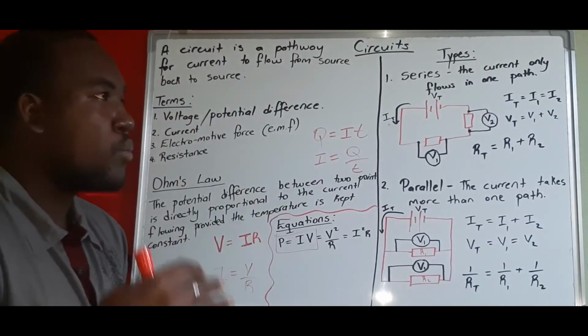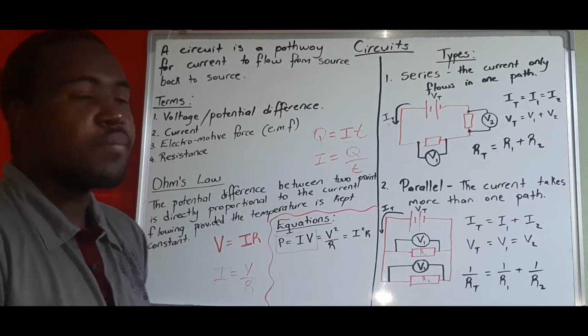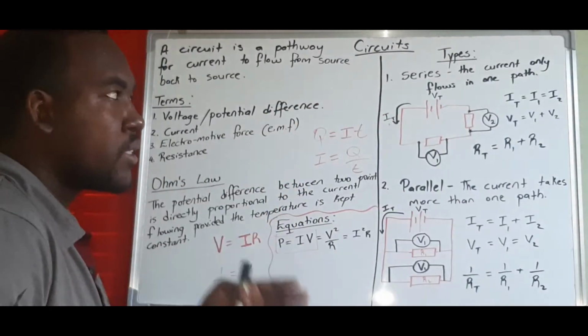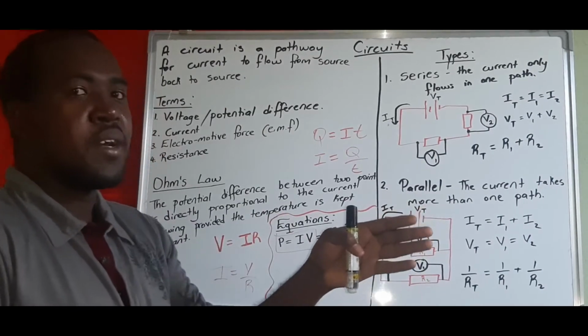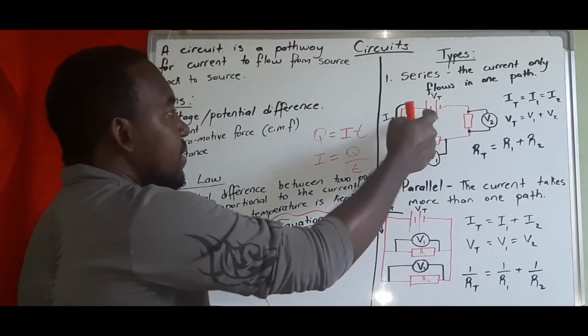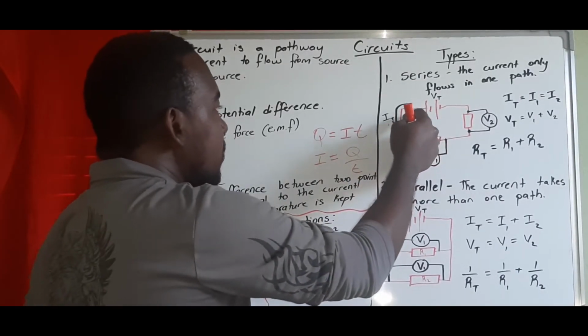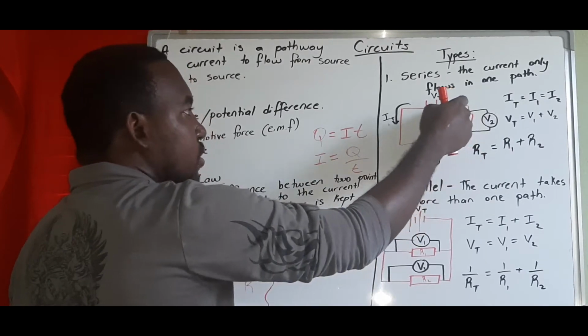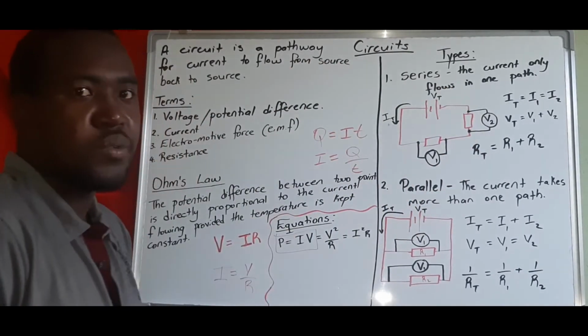So it doesn't matter what the loads are in the circuit, it's just from the battery or the source, current takes one direction to reach around to those loads and then back to the source. So in this case, the battery is here, so the current leaves the battery, passes through resistor 1, passes through resistor 2 and comes back to the source, right?